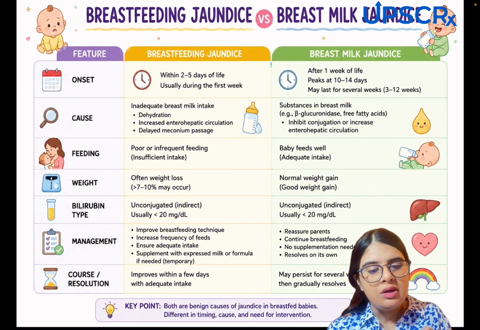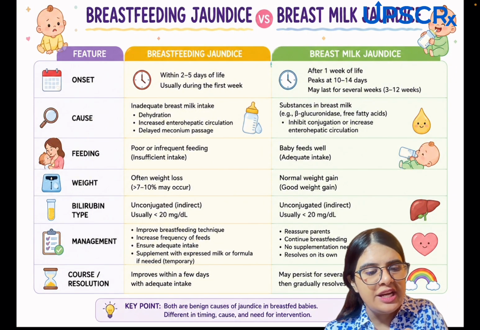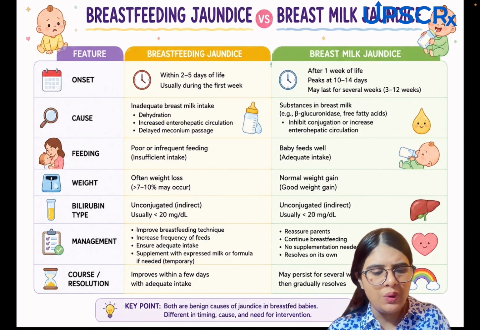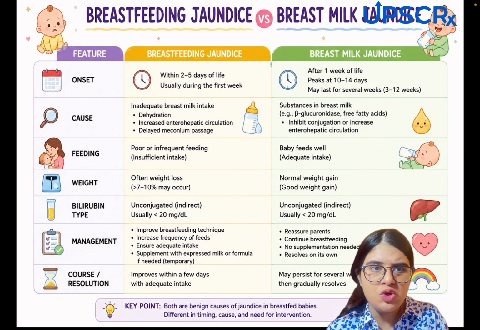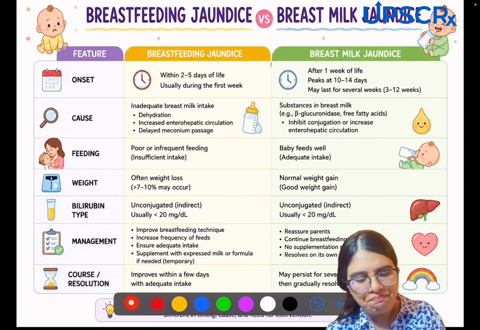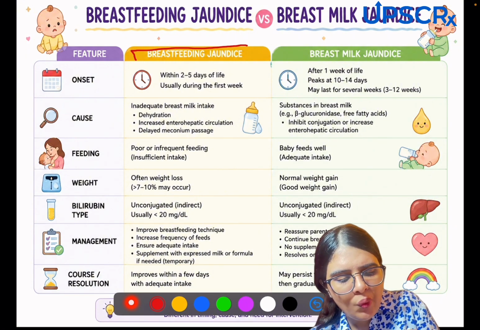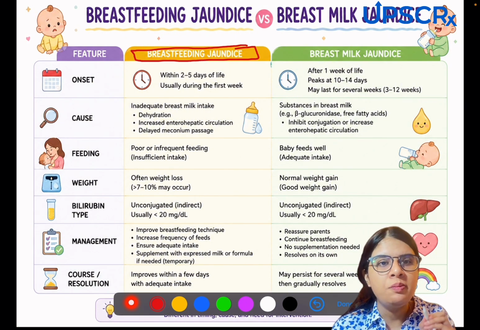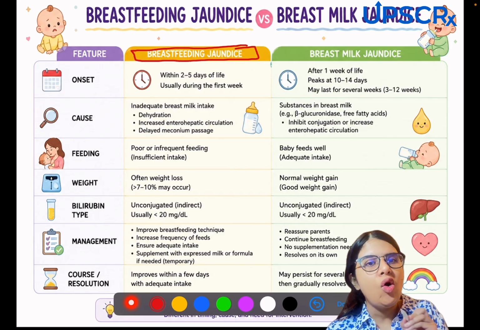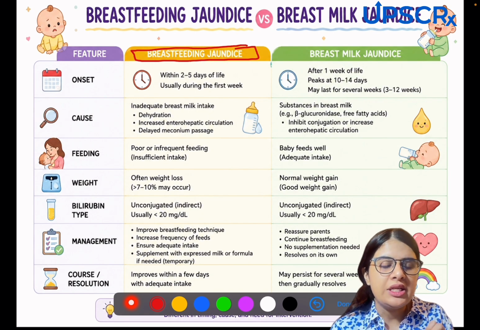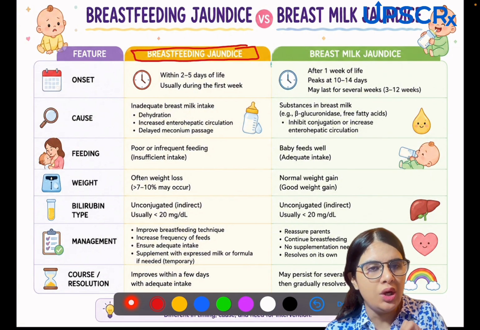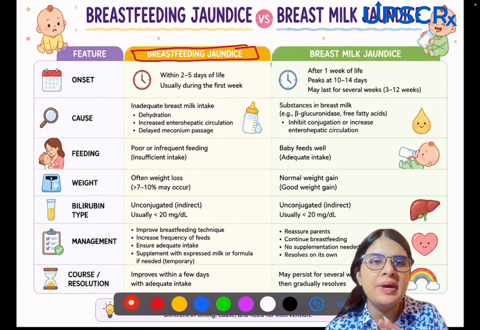Now there are two types here: breastfeeding jaundice and breast milk jaundice. This is given in Ghai, and this is asked sometimes. Breastfeeding jaundice has been asked, and breast milk jaundice has also been asked. If I have to tell you in one line what breastfeeding jaundice is, it is because of inadequate breastfeeding. The cause is inadequate breastfeeding. If the baby was not breastfed properly, that will cause breastfeeding jaundice.